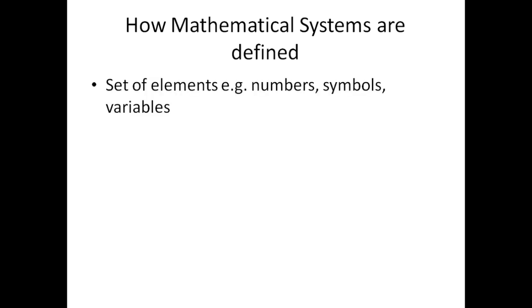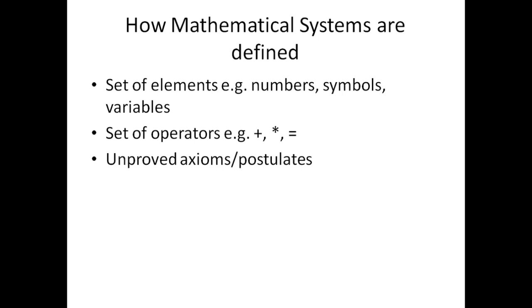Before we look into Boolean algebra, we need to know how a mathematical system is defined. This will help us define Boolean algebra and understand it better. A mathematical system will have a set of elements such as numbers, symbols, and variables. It will have operators like add and multiply. And most importantly, it will have some things we accept as fact, known as postulates. We'll look at 6 common postulates here.